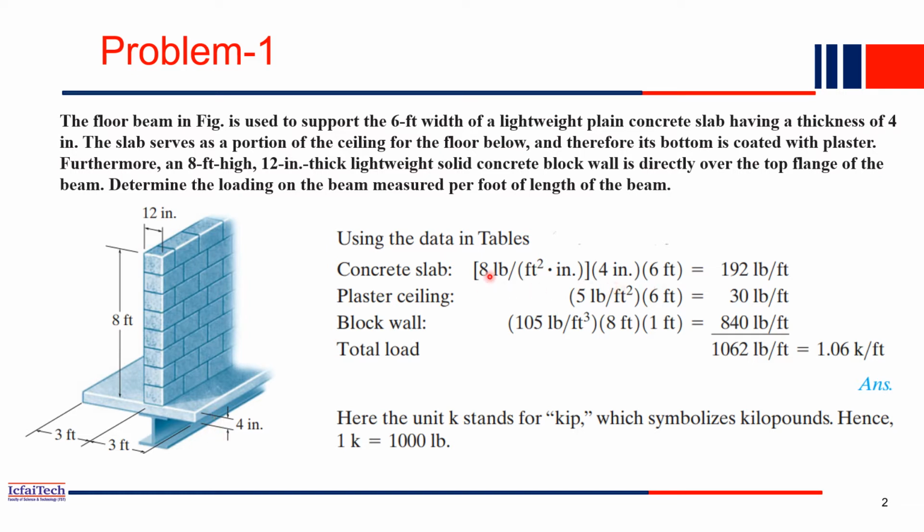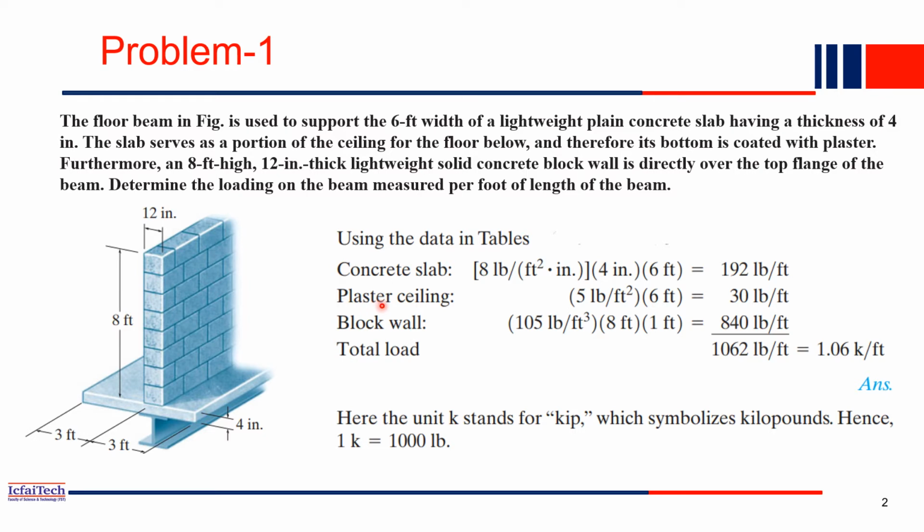So we multiplied density with the cross-sectional area, and you will get how much load is going on, how much weight of the slab. We calculated 192 pound per feet. That much is the load of the slab going to this beam.